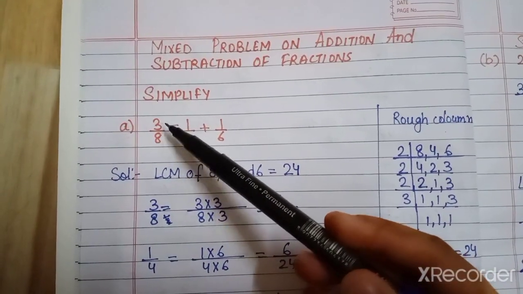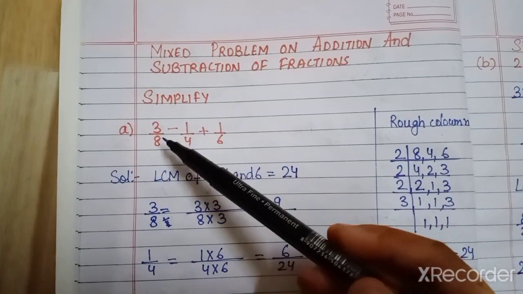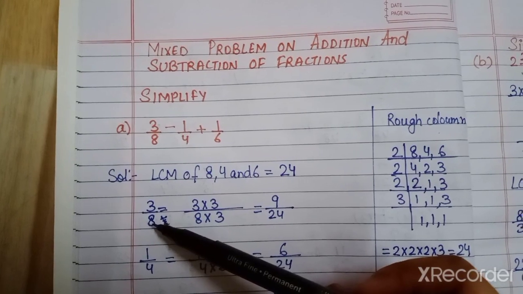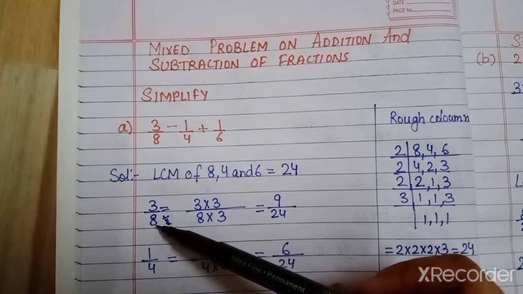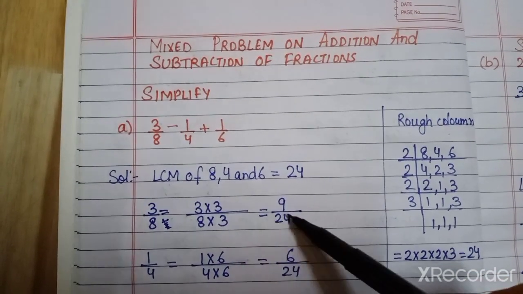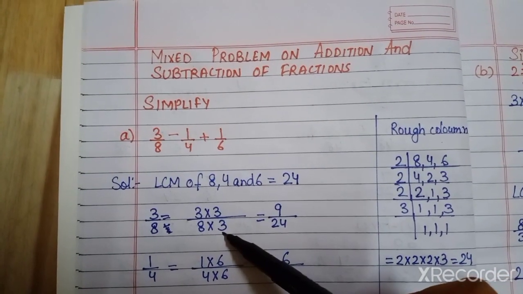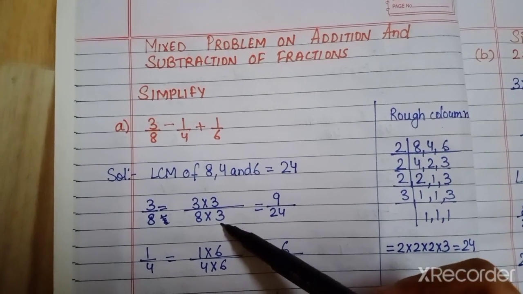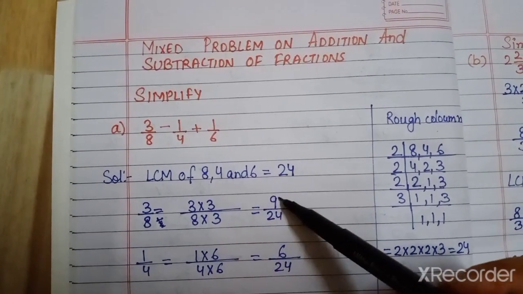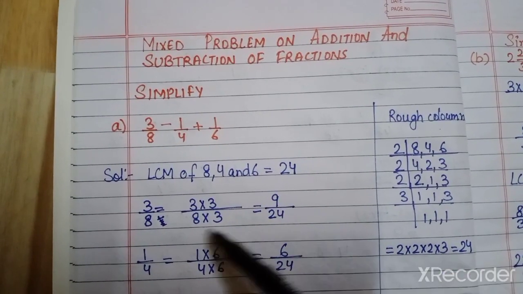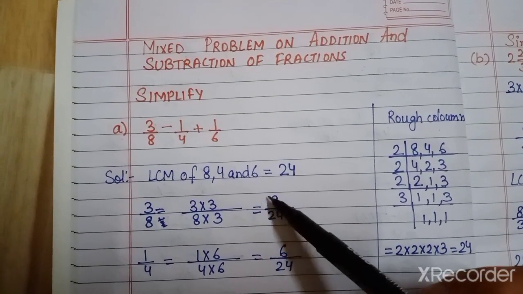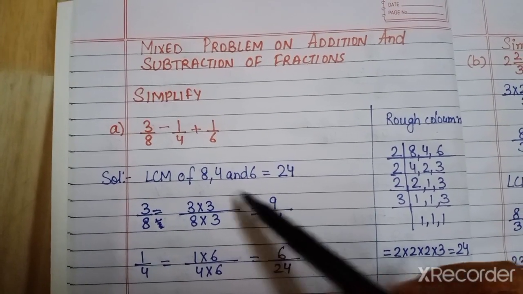Now we have to convert all the fractions to the denominator 24. Now 3 by 8. We have to convert this denominator 8 into 24. So I will multiply 8 with 3 to get 24. The number that I multiplied in the denominator, the same number I have to multiply with the numerator also. 3 and 3. So what will be the answer? 9 by 24. So the value of 3 by 8 is 9 by 24, so we can place 9 by 24 in place of 3 by 8.